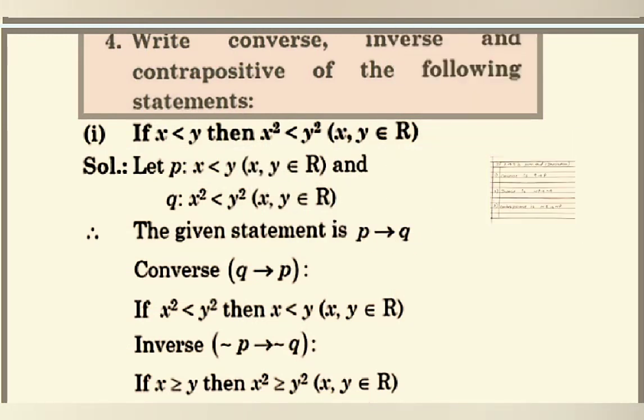First, write down the given statement as it is. Here, P statement is x is less than y, x and y belong to R, and Q statement is x square is less than y square, x and y belong to R. The given statement in symbolic form is P implies Q. Read the words if and then, so it is an implication. And since the statement is already an implication, first write down its converse.